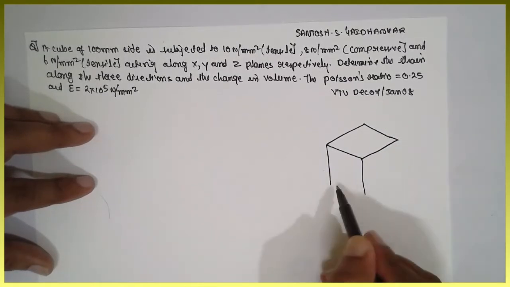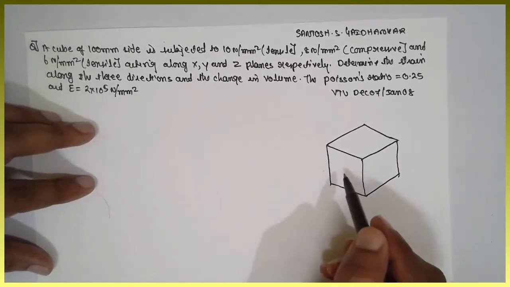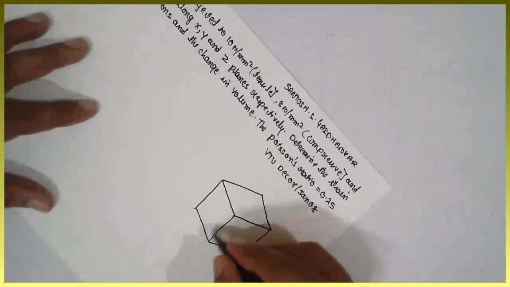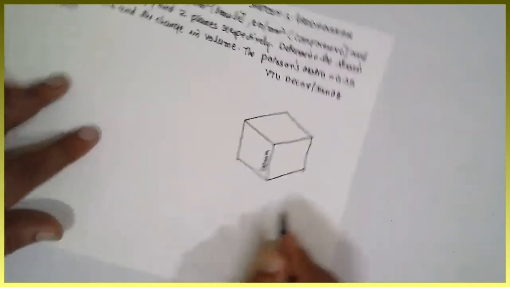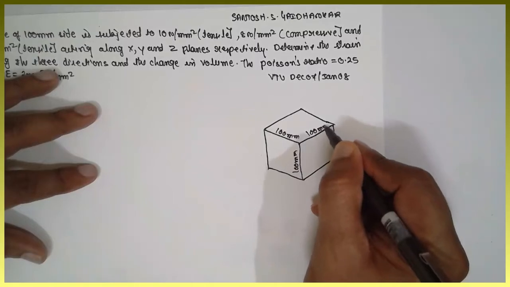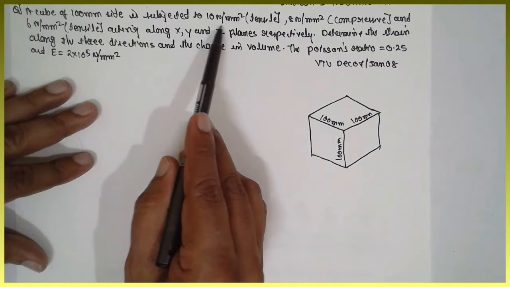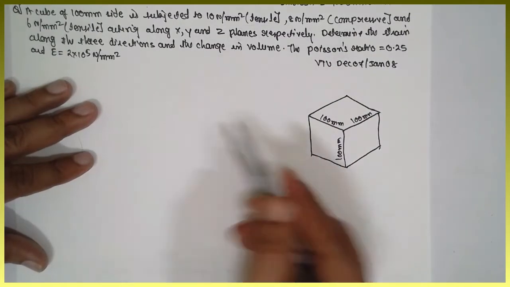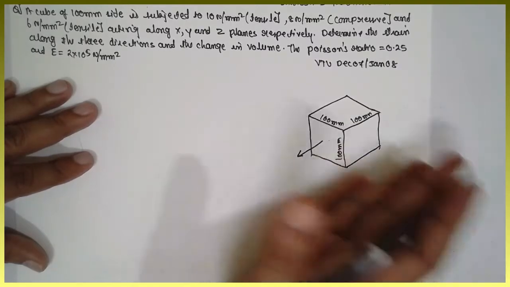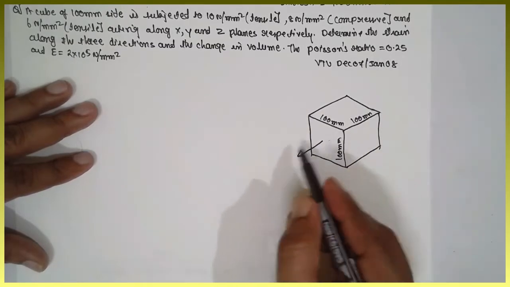It's a cubic section. Cube is nothing but 100 mm, 100 mm, 100 mm. Now, the cube has side 100 mm, with tensile, compressive and tensile loads. Now this side I will consider as tensile. If you want to consider this as tensile, no problem. You can write 10 here, 8 on this side and 6 above. No problem. You will get the same answer.